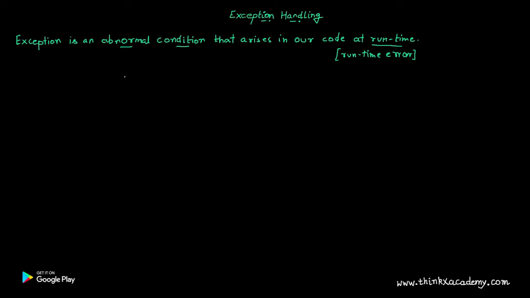So basically, what is a Java exception? A Java exception is an object that describes that abnormal condition. If you have a Java exception, it means that it is an object that will particularly describe that exceptional condition.